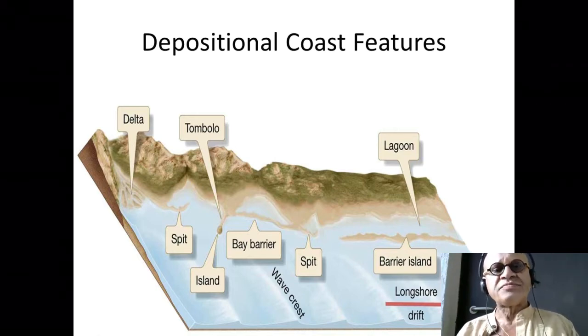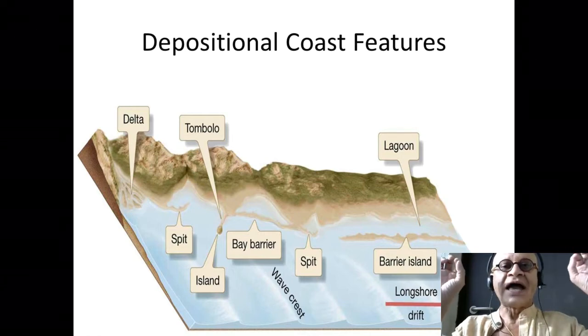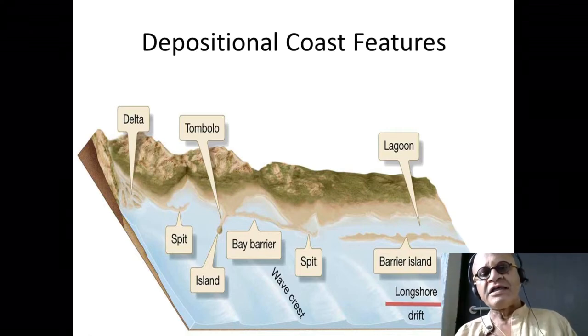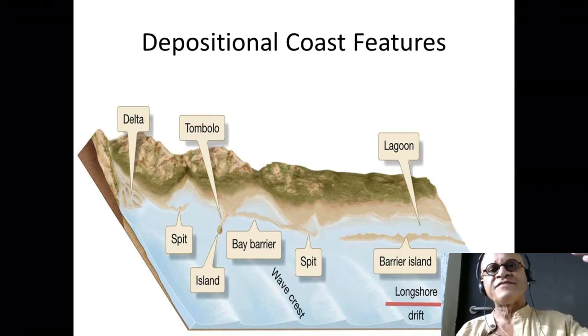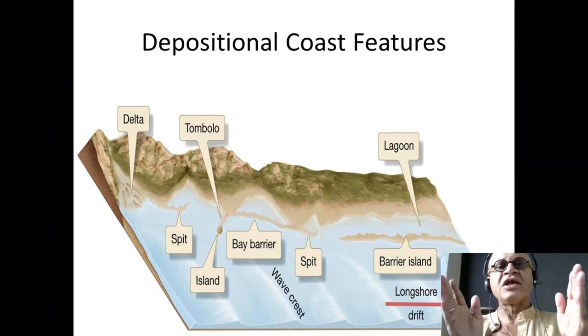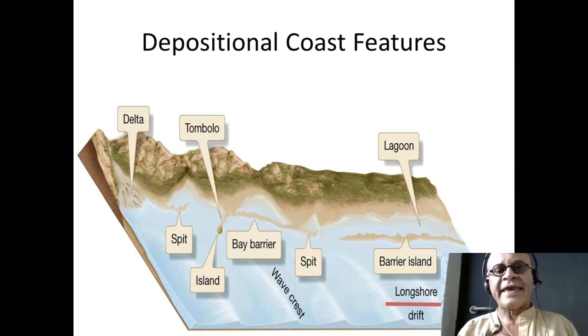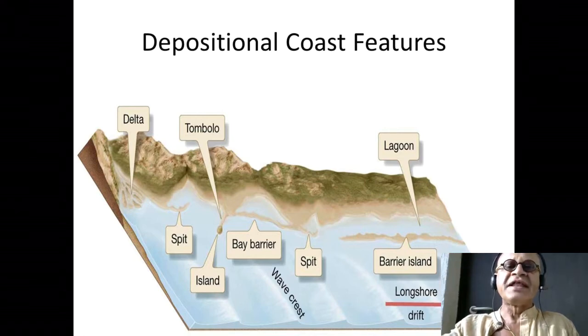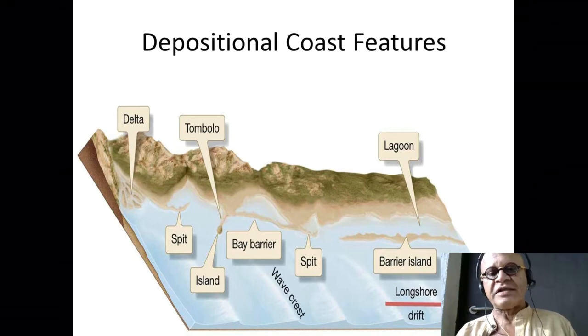And a tombolo is basically something that connects the mainland or two islands. So here you have a little island and there's the mainland, and the transport of sand and the wave energy is such that it ends up depositing and basically closing the gap. So that's a tombolo. And a bay barrier is when you trap some water behind and end up creating a lagoon, which is very common, as we will see later on.